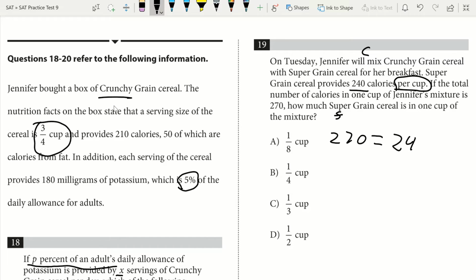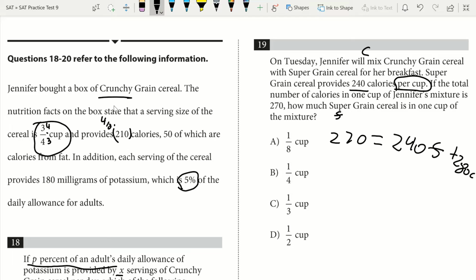So I'll have 240 times S for my super grain, plus I have to convert this to 1 cup. So I'm going to have to multiply by 4/3 to get that to 1, which means I have to multiply my calories then also by 4/3, right? So 4/3 times 210 is going to give me 280. So I'm going to have plus 280 C.